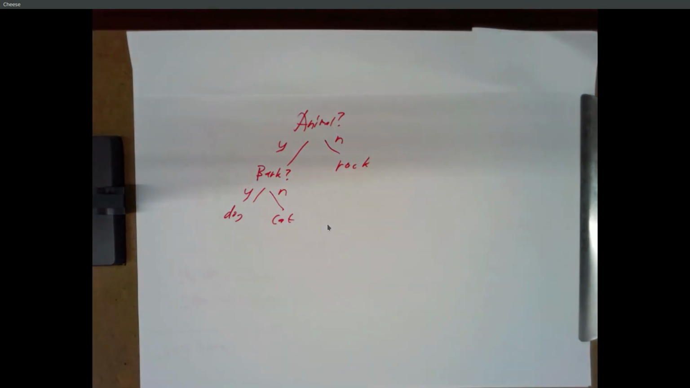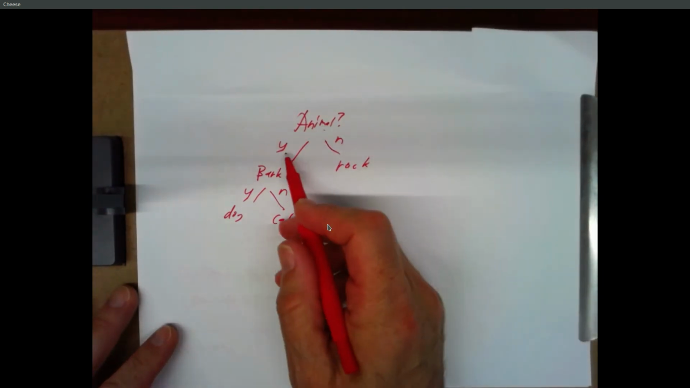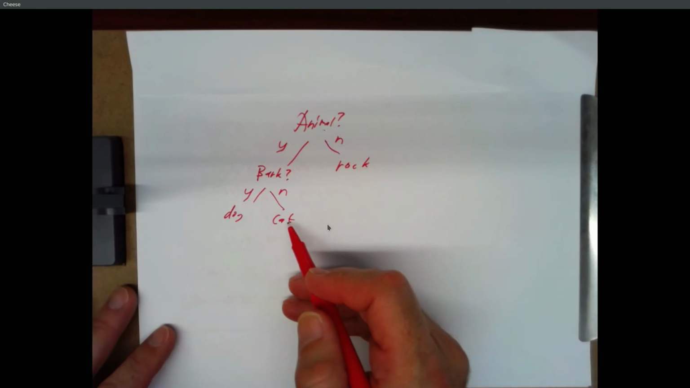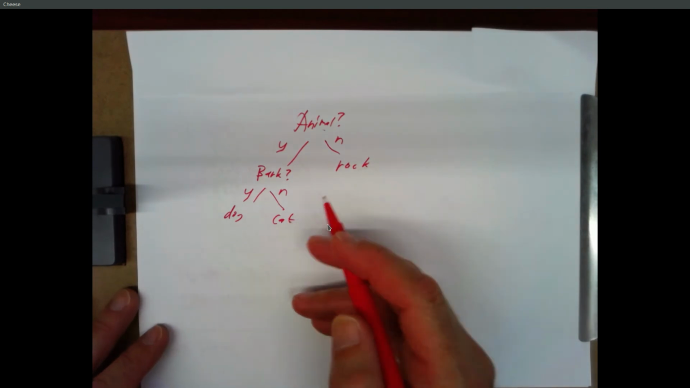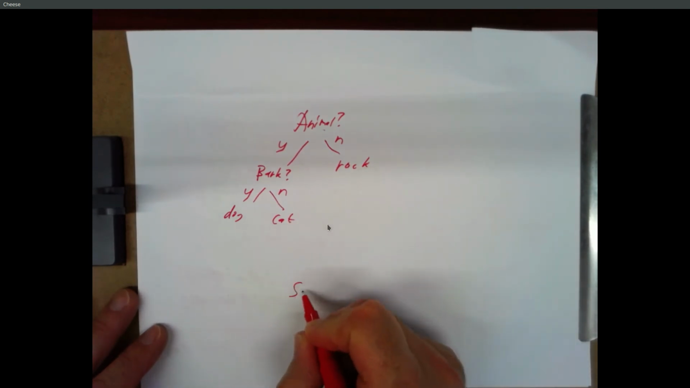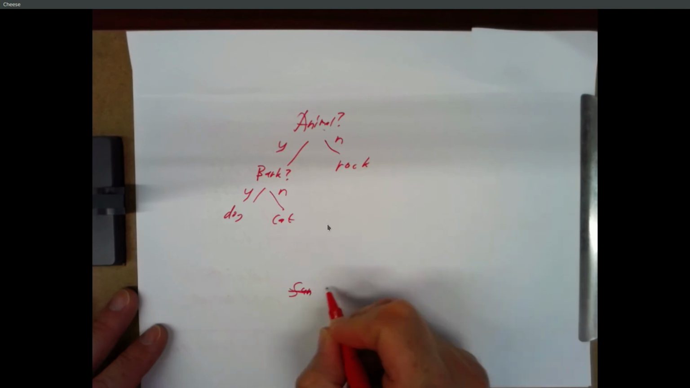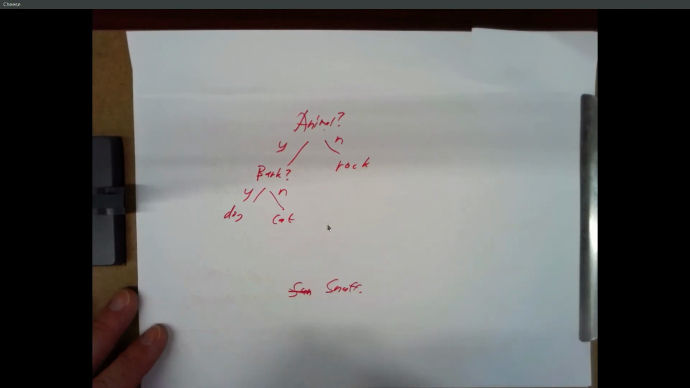All right, so you're thinking of a snuffleupagus. So is it an animal? Yes. Does it bark? No. Is it a cat? No. Okay, so are you thinking of a snuffleupagus? Okay, so you get, I'm not going to spell snuffleupagus. Snuff.